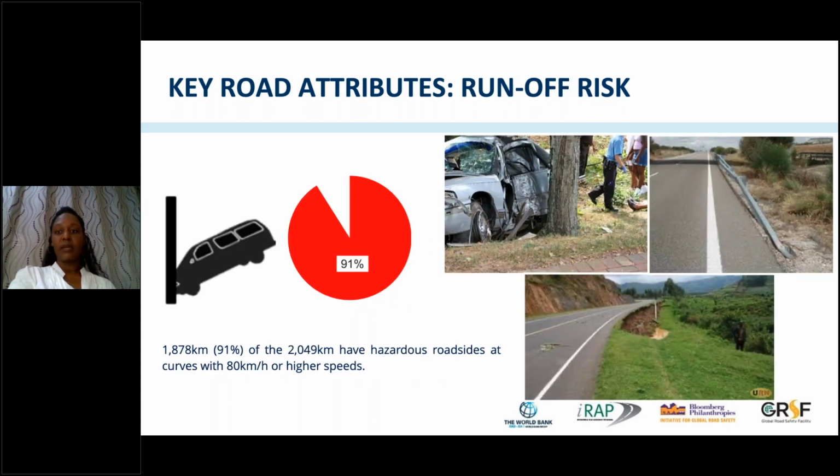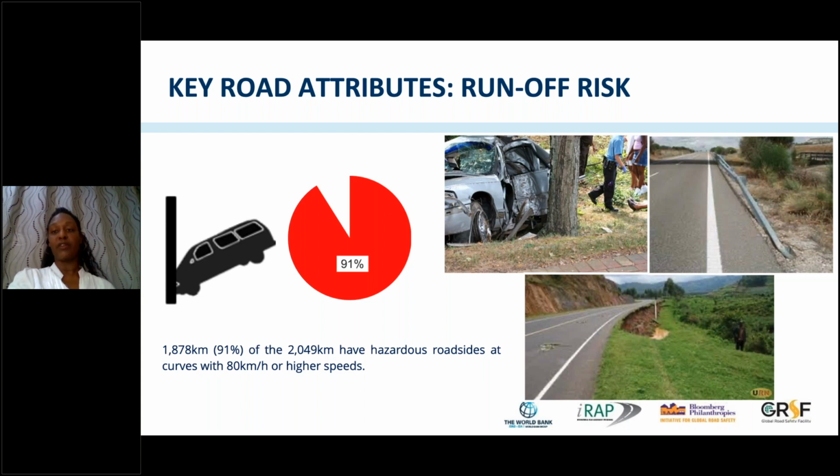So the next one is about runoff traffic. This is where people lose control to the passenger side or the driver's side of the road. So we looked at the data. I looked at the data in BIDA on the iRAP system, and we have 91% of the roads where there are curves, so sections which have sharp curves and speeds of 80 kilometers per hour or above, that actually have hazardous roadsides.